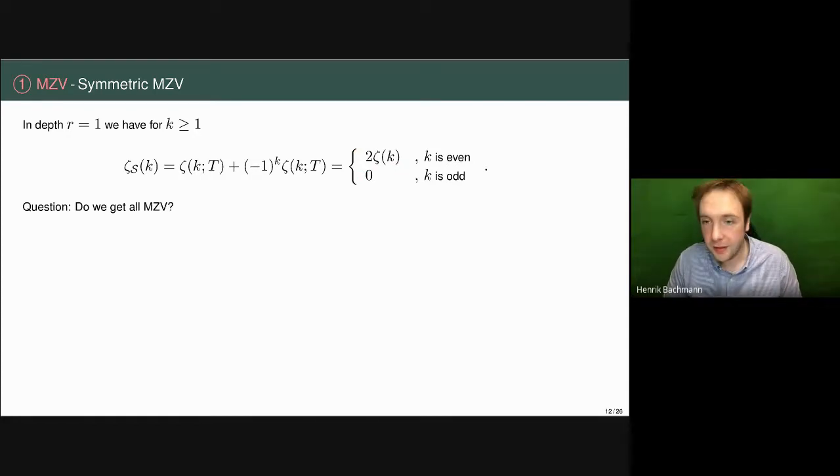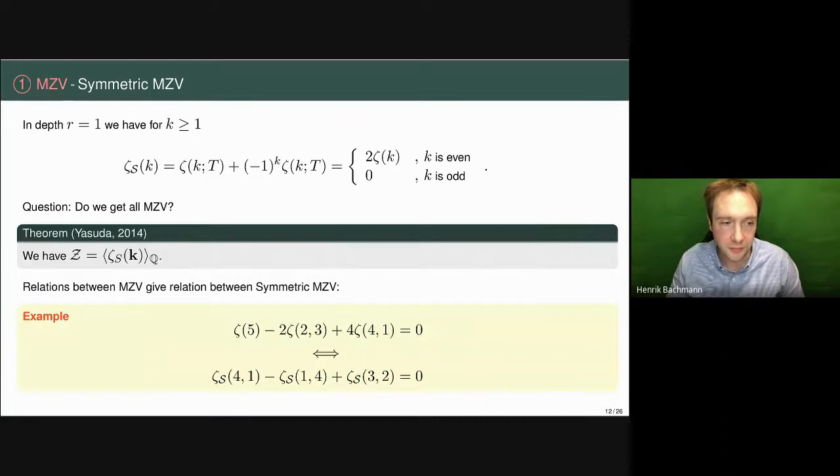So you might say, well, then maybe we get less. Maybe the odd zeta values vanish. But the statement is that this actually gives all multiple zeta values. This was proven by Yasuda: the space of all multiple zeta values is actually spanned by these symmetric multiple zeta values. If you want to get your zeta 3, for example, then you need to consider the symmetric multiple zeta values of higher depth. Then you need to go to depth 2, to get your depth 1 zeta 3.